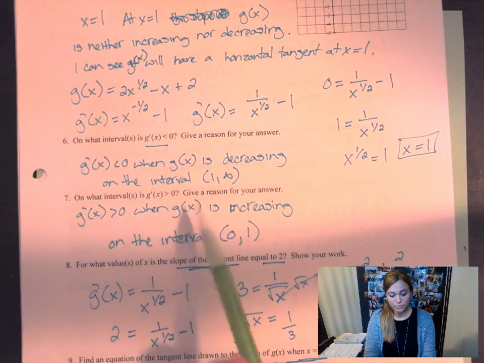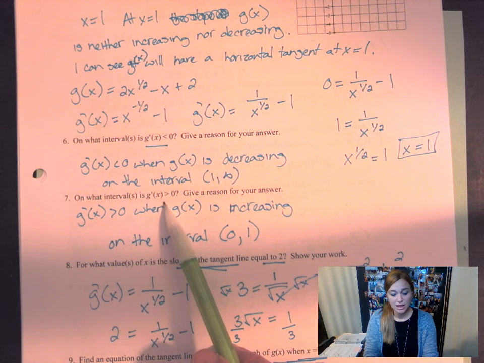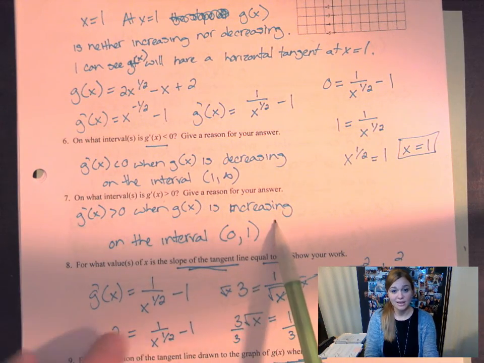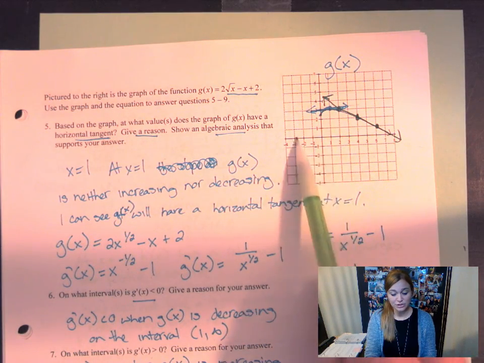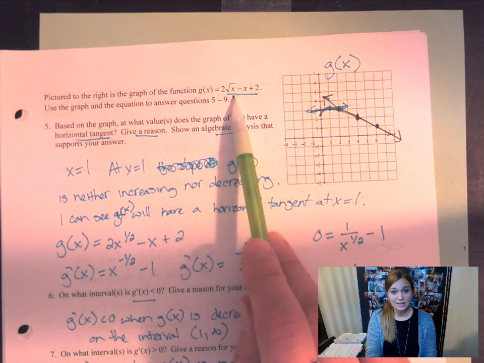Same deal here. When g prime of x is greater than 0, well, g prime of x, a slope, is greater than 0 when g of x is increasing. And then I look at on what intervals g of x is increasing. And this is actually only from 0 to 1, just because this function is not defined for any negative values of x, because of the square root of x right here.